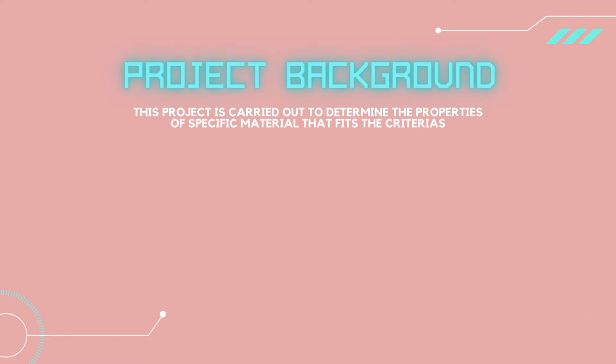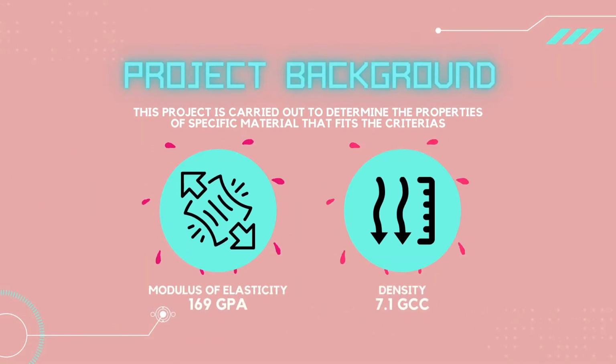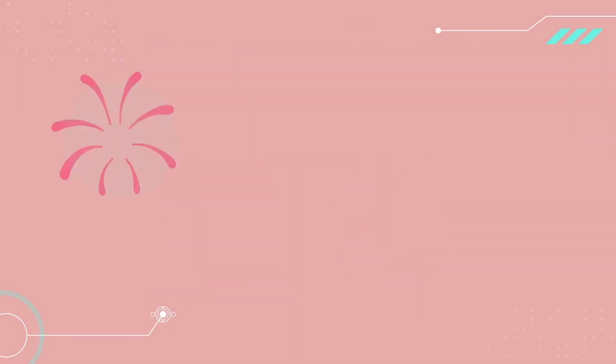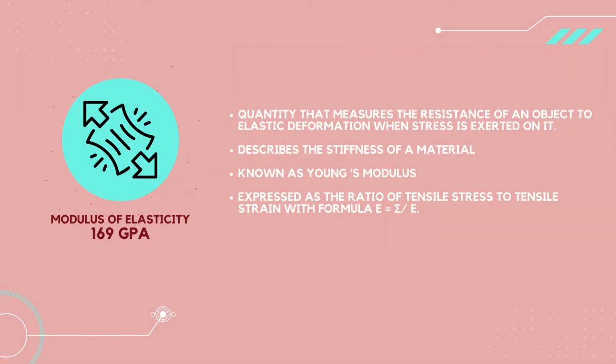This project is carried out to determine the properties of a specific material that fits the criteria of modulus of elasticity 169 GPa and density of 7.1 g/cc. Modulus of elasticity is a quantity that measures the resistance of an object to elastic deformation when stress is exerted on it. It is also described as the stiffness of a material and known as Young's modulus.